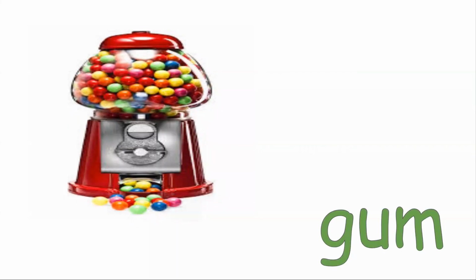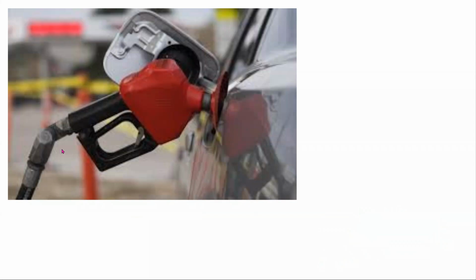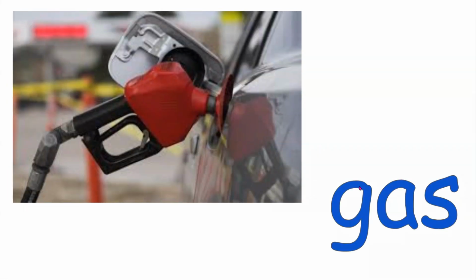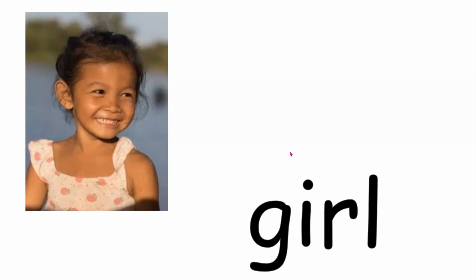Gum. You can hear that G sound at the beginning of the word gum. Gas. I put gas in the car. You can hear the G sound at the beginning of the word gas. Girl. I have a little girl. You can hear the G sound at the beginning of the word girl.